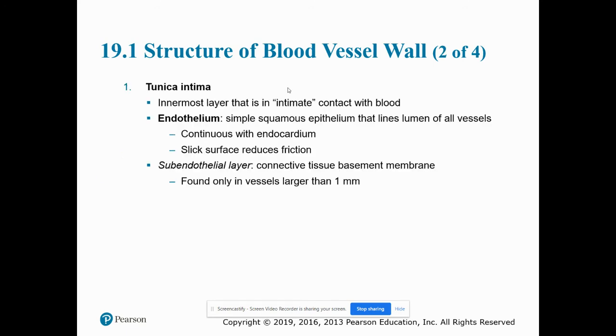The innermost layer that is actually in contact with the blood is called the tunica intima. This is where we talk about that endothelium, that simple squamous epithelium tissue that lines the vessels, is continuous with the endocardium, and provides that slick surface which helps to reduce friction. In vessels that are larger than 1 millimeter, there is also a subendothelial layer, which is just connective tissue basement membrane.